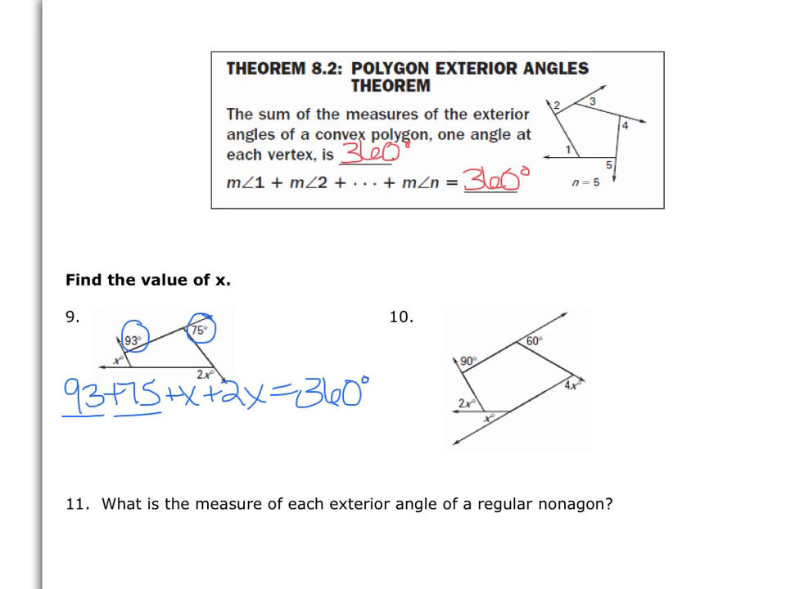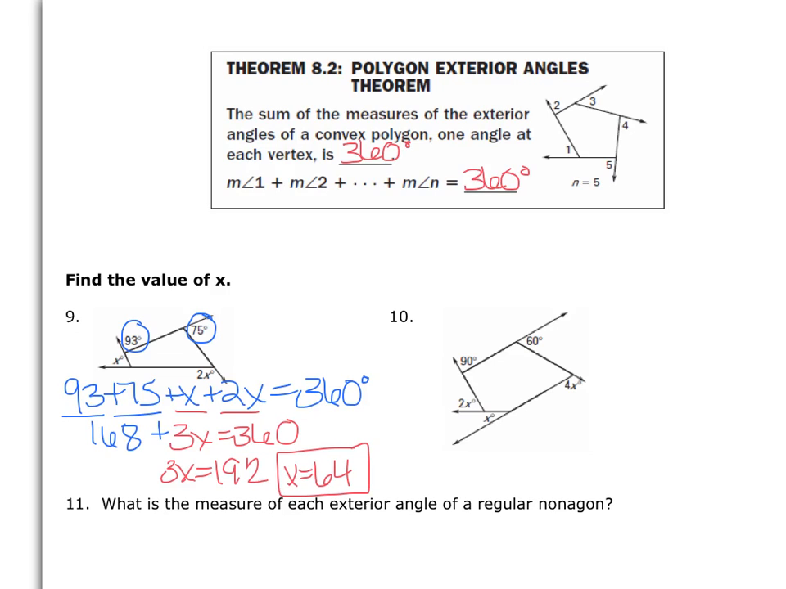So 93 plus 75 is 168. Combine those, that's 3x. 360 minus 168, so 3x is equal to 192. If you divide that by 3, x is 64. So try number 10 on your own. Pause it and then come back. You can do it.